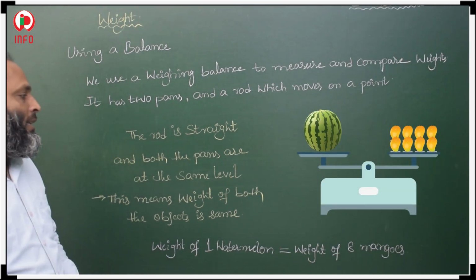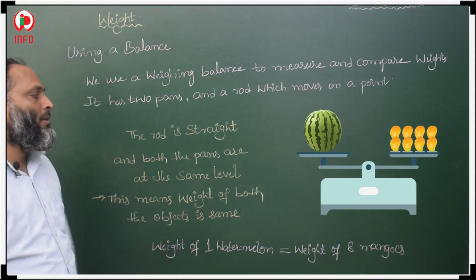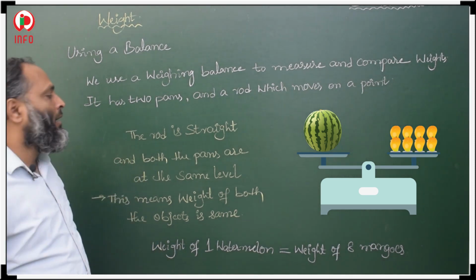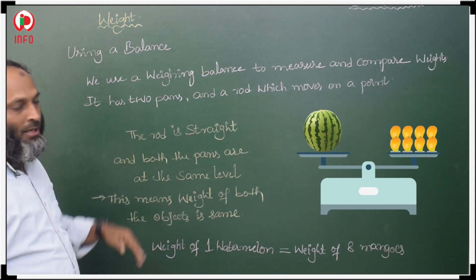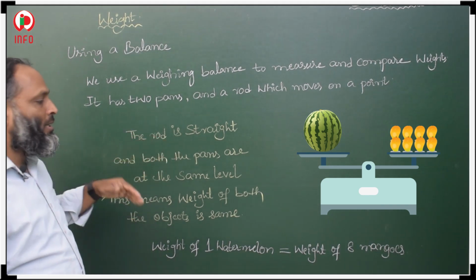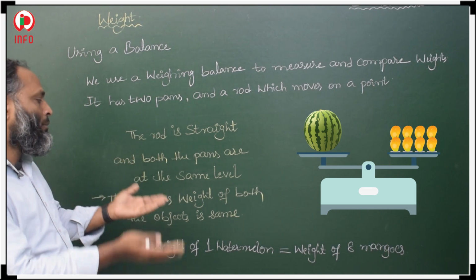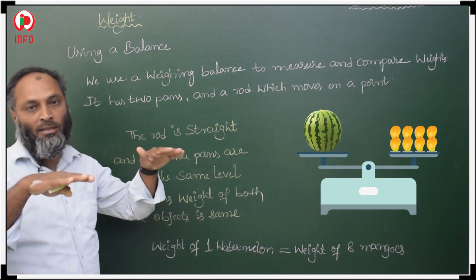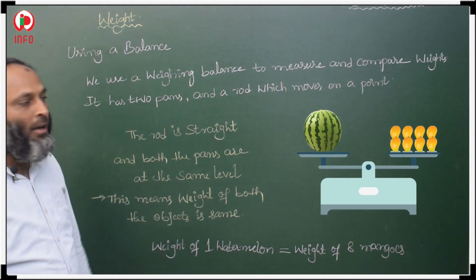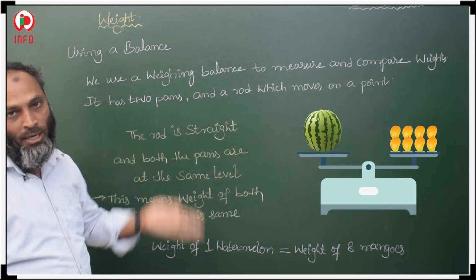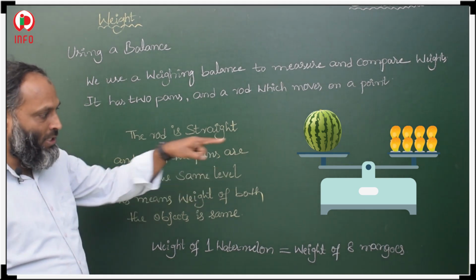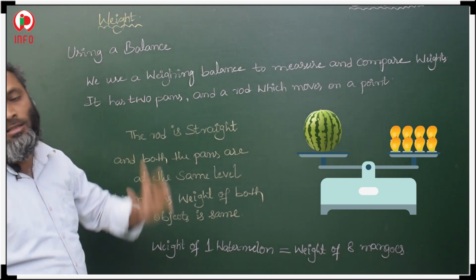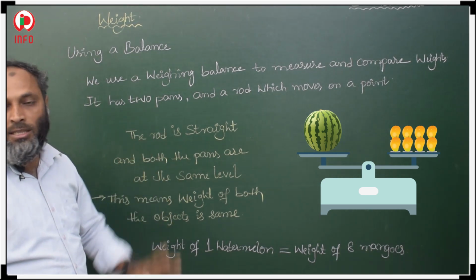Now students, see here in this picture how the pans are. The two pans are straight. If the rod is straight, then both pans are at the same level. Here the two pans are at the same level. Why? The rod is straight. If the rod is straight, then the pans are at the same level.